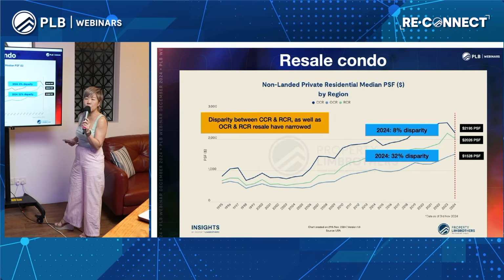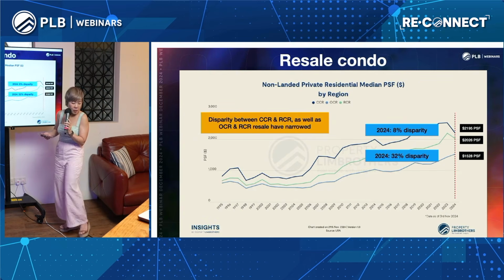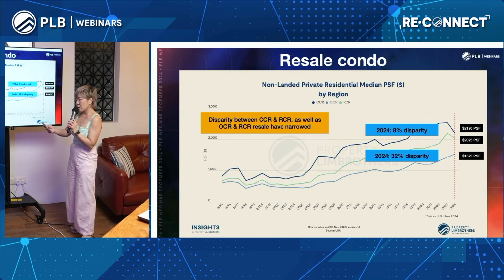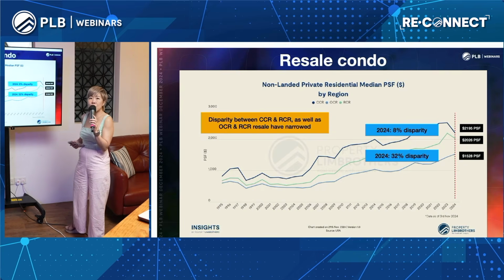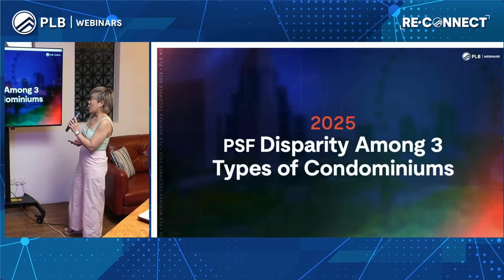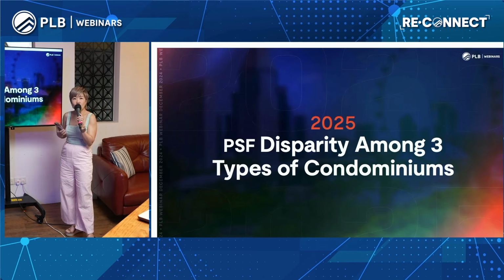It could be due to a lot of new launches in the OCR area two to three years ago, and it could also have some effect from the government's ABSD increase for foreigners, in that they favored the CCR area. So the price disparity got very close between the RCR and the CCR. As we showed earlier, with the PSF transacted in the different regions, there could be some opportunity that we want to look at in 2025 in the resale market.